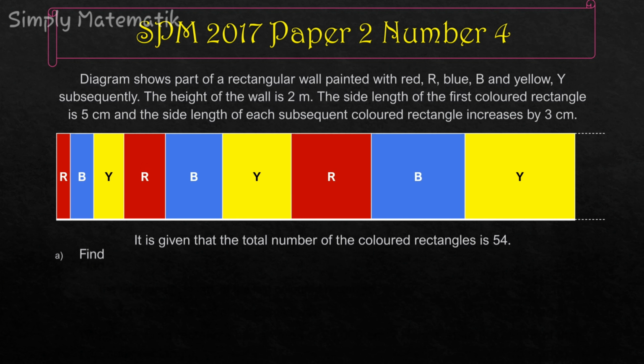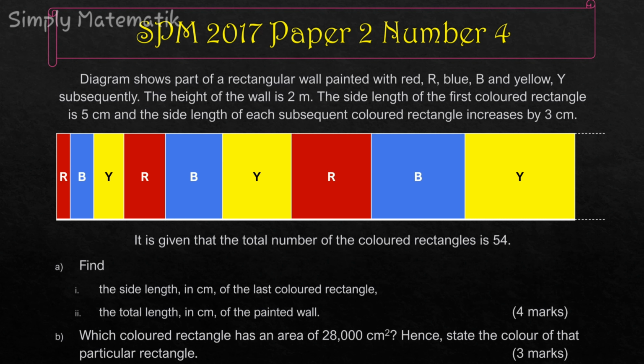Diagram shows part of a rectangular wall painted with red R, blue B and yellow Y subsequently. The height of the wall is 2 meter. The side length of the first colored rectangle is 5 cm and the side length of each subsequent colored rectangle increases by 3 cm. It is given that the total number of the colored rectangles is 54.